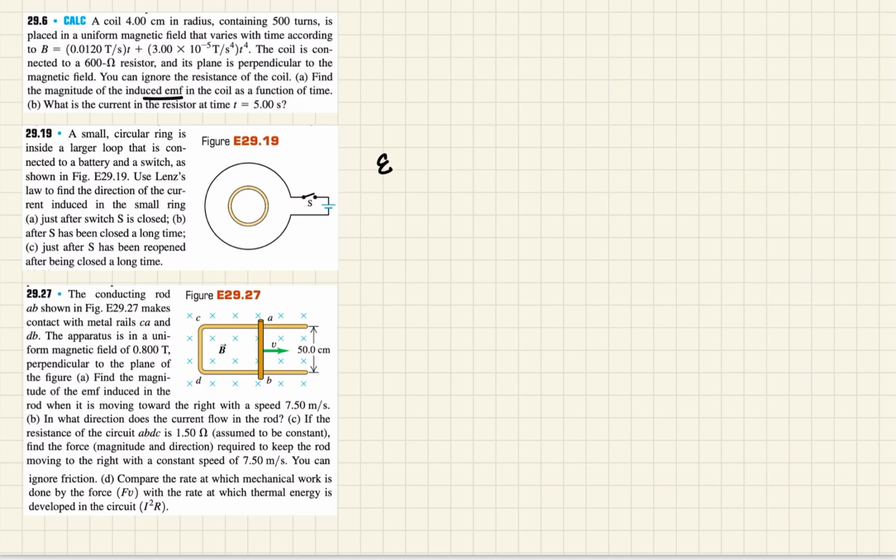Well, as we know, the formula for the EMF is BLV. And so the magnetic field is 0.8 Teslas. Length is 50 centimeters or 0.5 meters, and velocity is 7.5 meters per second. Multiplying them just gives you 3 volts. It's as simple as that.